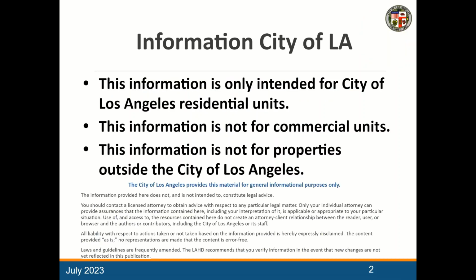The information today is regarding residential units in the city of Los Angeles. It is not intended for commercial units and not intended for properties outside of the city of LA. This is general information and is not intended to be legal advice. If you wish to seek legal advice, you may do so by contacting an attorney.